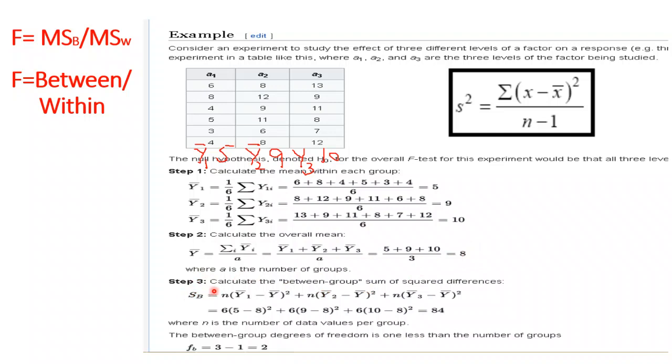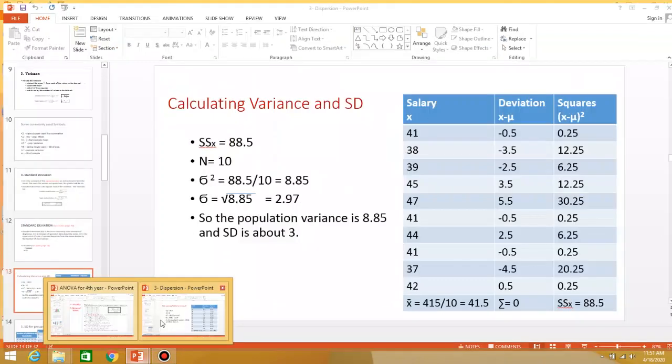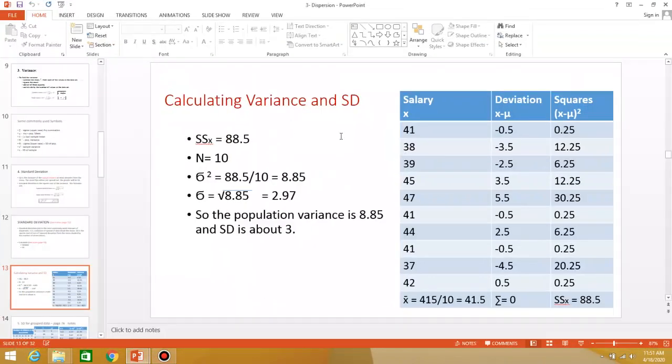Step number 3. Calculate the between group sum of square differences. The sum of square differences is measured by the x bar 1 minus y. This is just like the x minus x bar that we were doing in calculating variance.